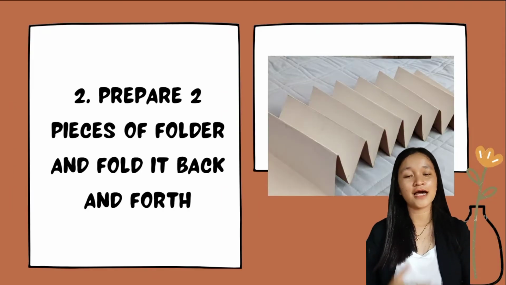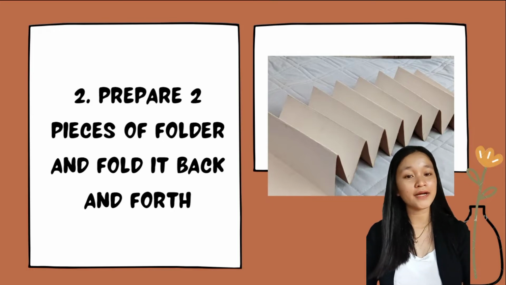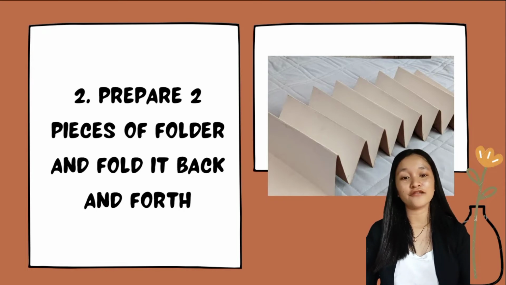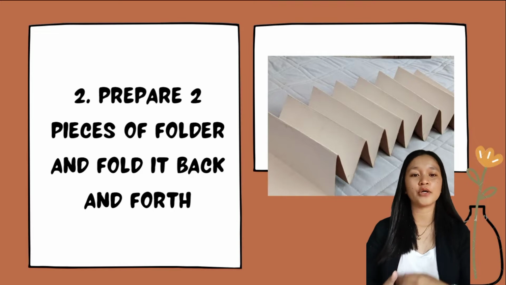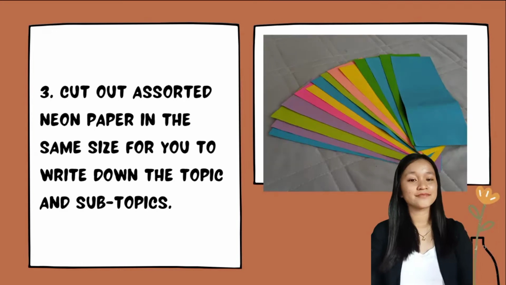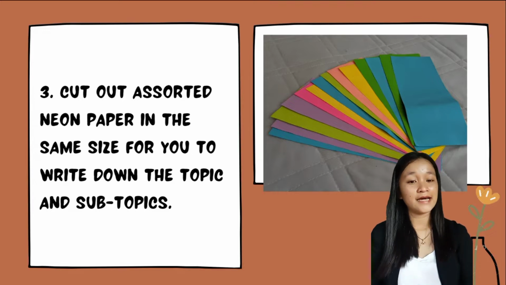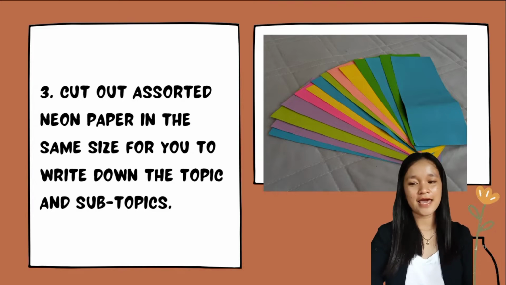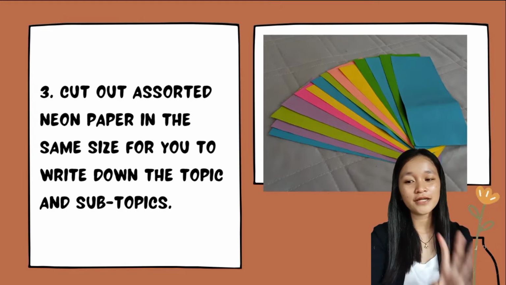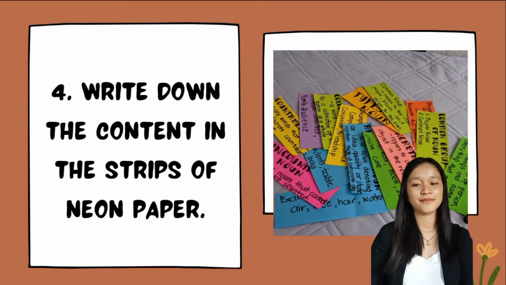After you form a box and cover it with neon paper, the second procedure is to prepare the 2 pieces of folder and fold them back and forth. We will use this folder to attach the strips of neon paper inside the box. The third procedure is to cut out assorted neon papers in the same size for you to write down the topics and the subtopics. After you cut out the assorted neon papers, the fourth step is to write down the content in the strips of neon paper.